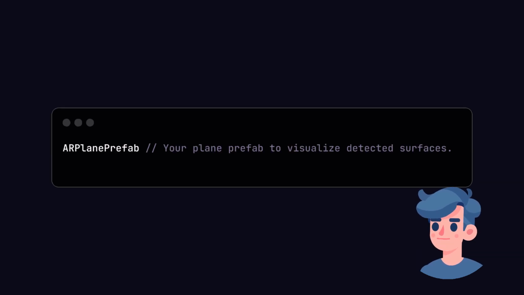To visualize detected planes, let's create a prefab for the plane. You can create a simple plane in Unity, apply a transparent material to it, and save it as a prefab. After that, assign this prefab in the AR Plane Manager component under Plane Prefab.